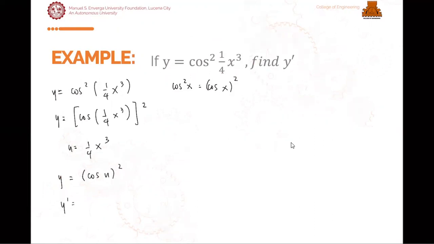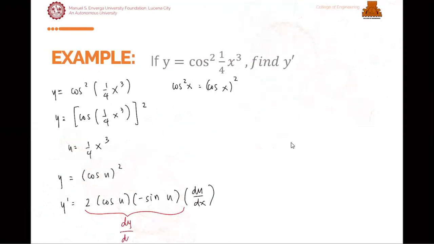And so, y prime will be derivative of power. So, 2 cosine of u. Then, derivative ng cosine is negative sine u. Then, si sine u is dy du pa lang siya. So, kailangan kunin natin yung derivative ng du over dx. Okay? Again, this term is in terms pa siya ng dy over du. So, we're applying chain rule para di tayo malito, no?